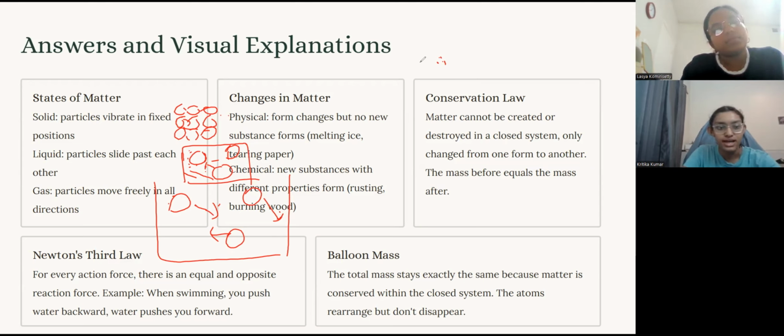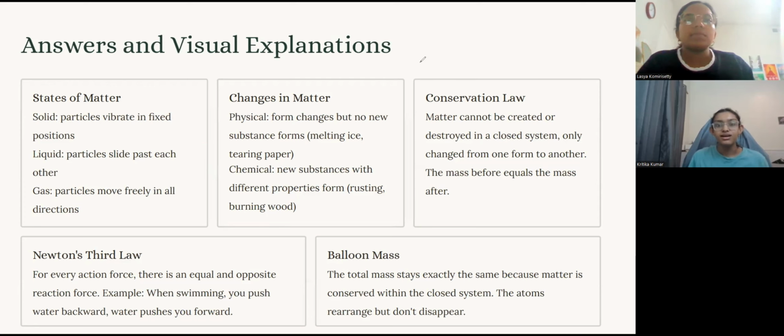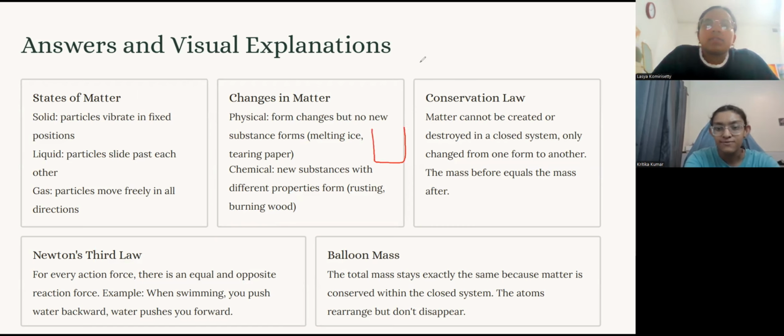Now we're going to look at the changes in matter. So the changes in matter, physical and chemical, let's think about physical first. Physical changes in matter are changes that occur without changing the substance, only changing the form of the substance, but not the actual properties. And what we mean by changing the form is, let's say I have a cup of water, and then I put it into an ice tray and I freeze it. It's going to turn into a cube of ice.